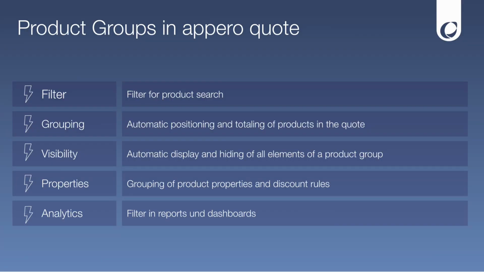Now you know how to create and effectively use product groups in Appero Quote. You can find more tips, for example how to use product groups efficiently for product properties or discount rules, in our documentation or in the next videos.